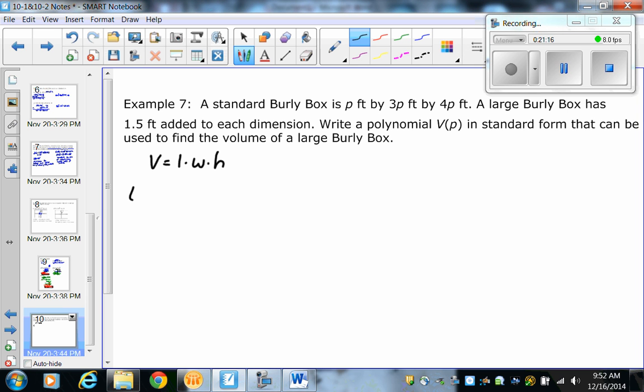So the length of the large box would be the small, which is p, plus 1.5. The width of the large box would be the width of the small plus 1.5. And the height would be the height of the small plus 1.5. And so now we're going to multiply all this out. So what I want you to do is to pause the video and try this one for yourself.